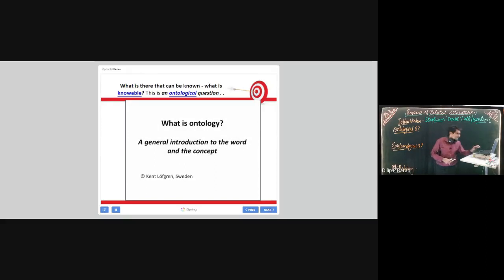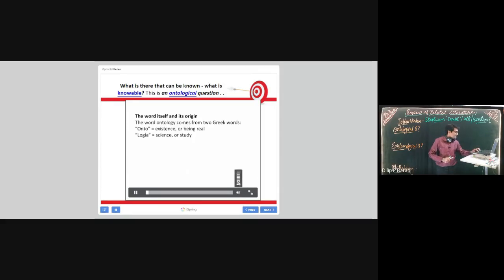What is ontology? Let me give you a general introduction to the word and the concept. The word itself comes from two Greek words, namely on. The word comes from two words, yes, onto, means existence, okay.